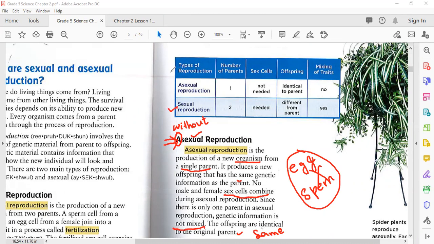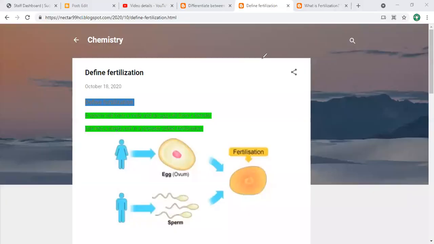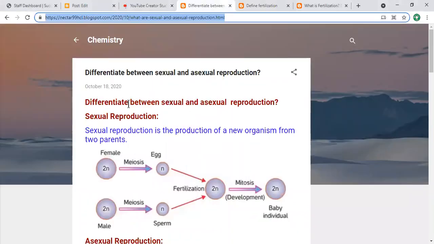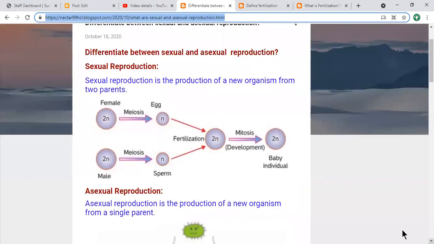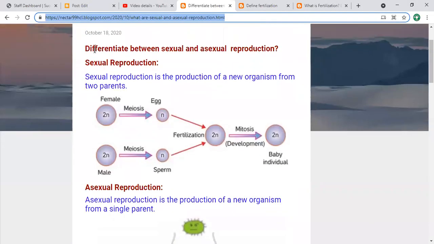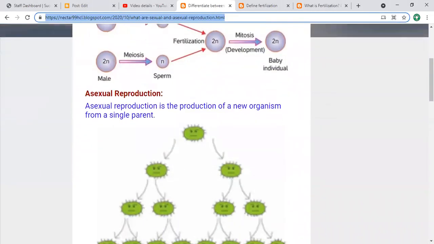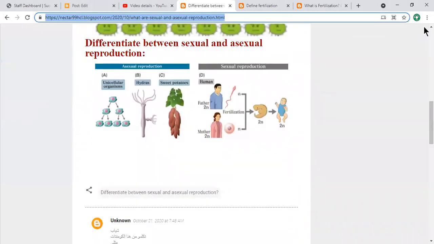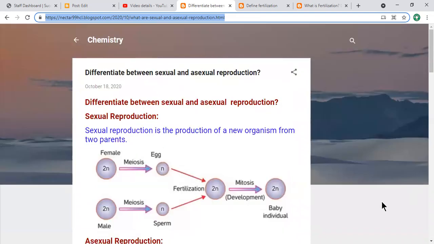So here you can see this table. Before we understand both of these and compare them, I am going to take you back to the link, from where you can easily understand the difference and the sexual and asexual reproduction in detail. So after understanding sexual, we move on to the asexual one. Here you can see that asexual reproduction is the production of, just a minute.